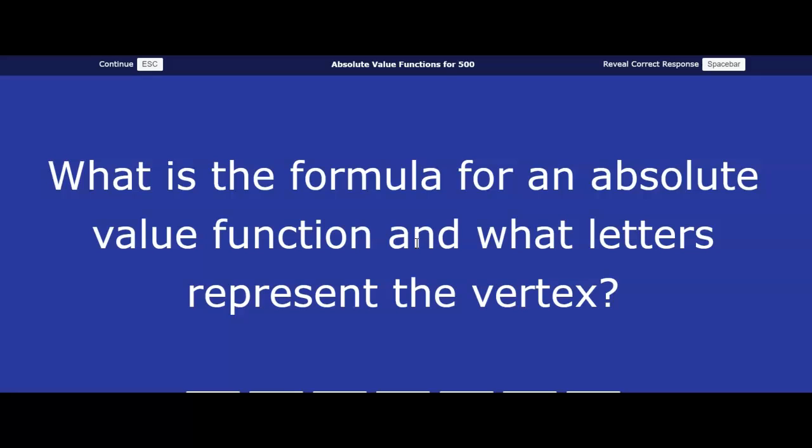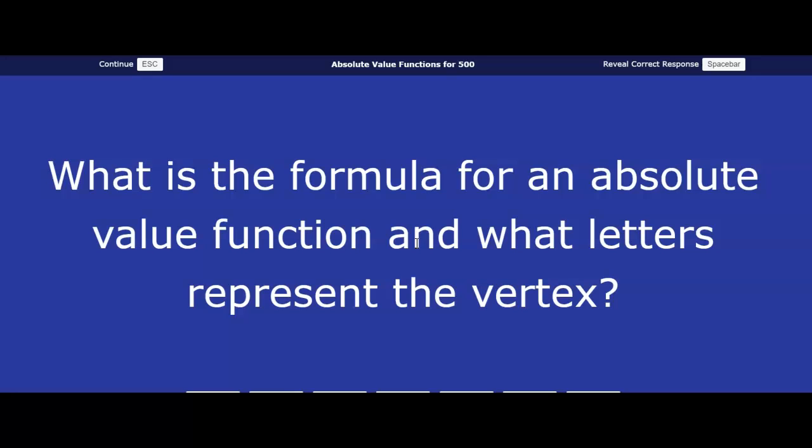What is the formula for an absolute value function and what letters represent the vertex? What's the general form? Do you mean the form for the question we just did, or in general? Like standard form, ax plus by equals c. What is the general form for the vertex equation? Is it y is equal to a times the absolute value of x plus b? No. What do you think? Is it a absolute value x minus b plus c?